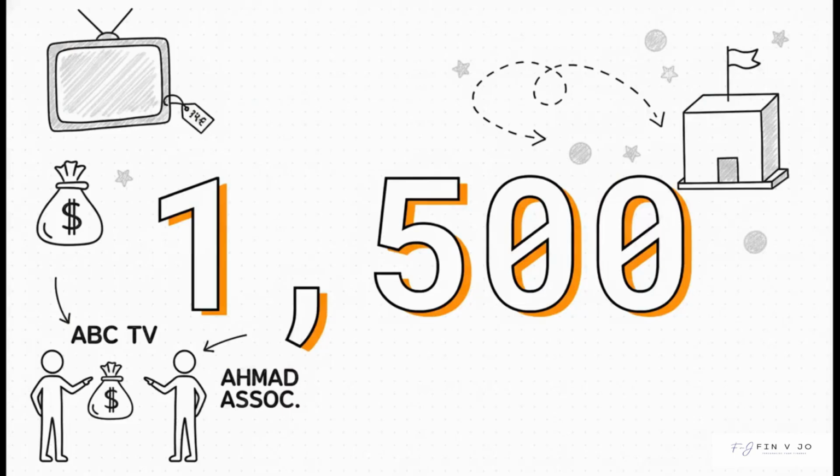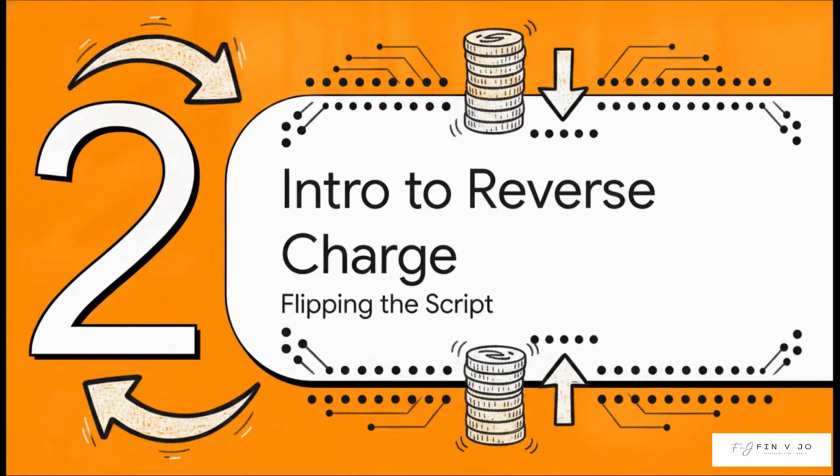Let's look at a concrete example to really cement this. Imagine a local company, ABC Television Ltd., sells an LED television worth 10,000 AED to Ahmad Associates Limited. Under normal forward charge rules, ABC Television collects the VAT. At a 15% rate, that is 1,500 AED. Once they have that 1,500 AED, ABC hands it straight to the government. See, the supplier does all the heavy lifting here, fully bearing the administrative burden. Moving right along to Section 2.